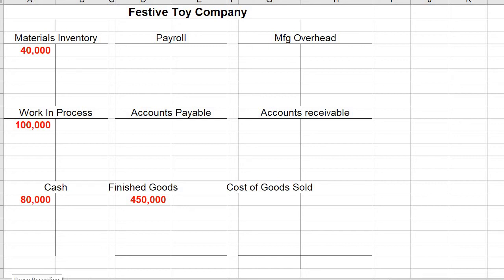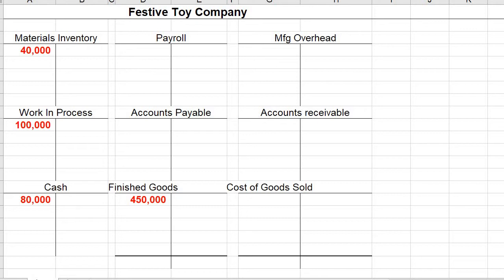Hey, in this video we're going to work through the Festive Toy Company, posting the inventory and sales transactions to their T accounts. So you should have in front of you the Festive Toy Company worksheet with the T accounts and the worksheet for the chapter which has Festive Toy Company in it.